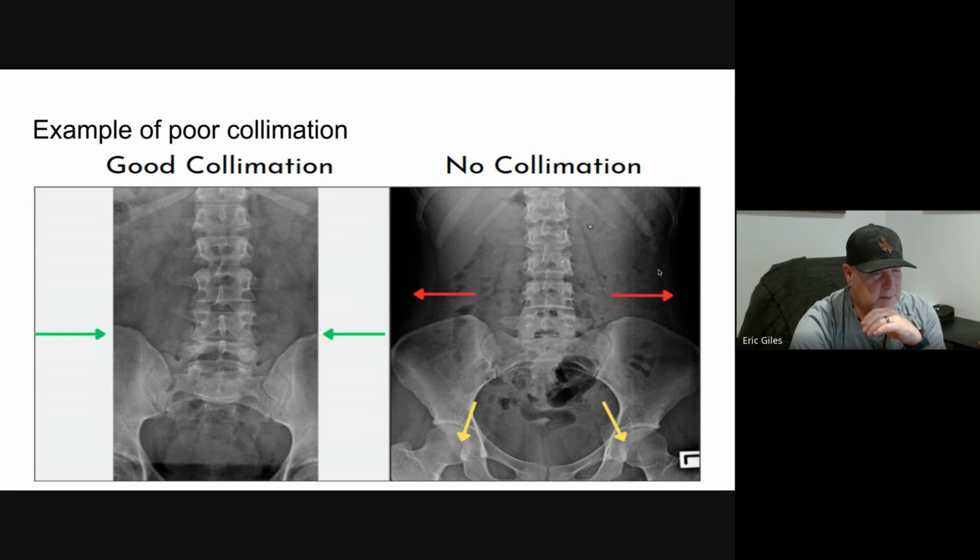You can see more anatomy, but it's just not as sharp as the one that is collimated. And that's just a good example of how good collimation will make your pictures look better. Less scatter radiation means a better picture. So, pretty cool picture.